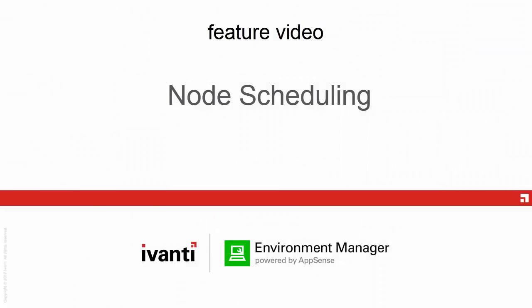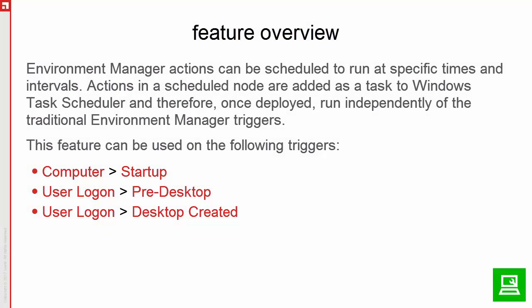This video demonstrates the node scheduling feature of Ivanti Environment Manager version 10.1. Environment Manager actions can be scheduled to run at specific times and intervals. Actions in a scheduled node are added to Windows Task Scheduler and, once deployed, run independently of the traditional Environment Manager triggers. Node scheduling can be used on the following triggers: computer startup, user logon pre-desktop, user logon desktop created.